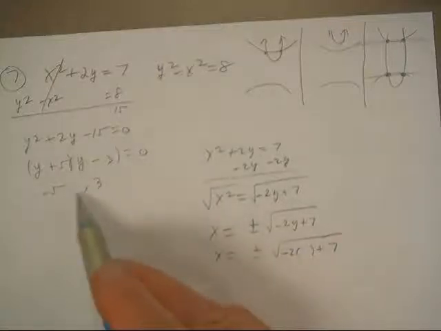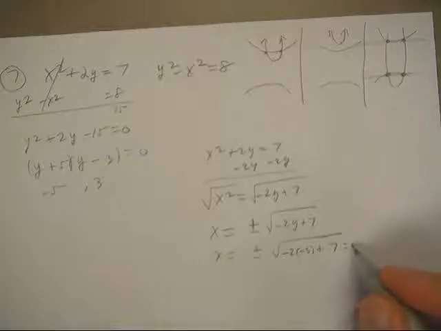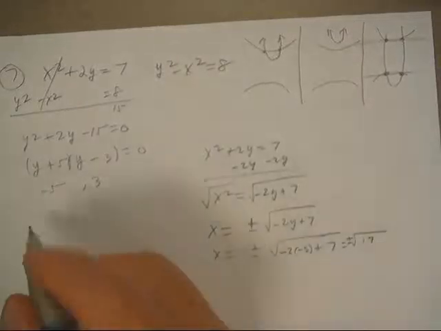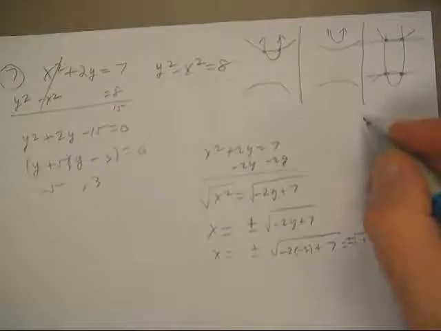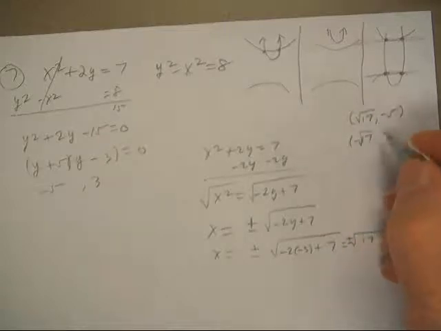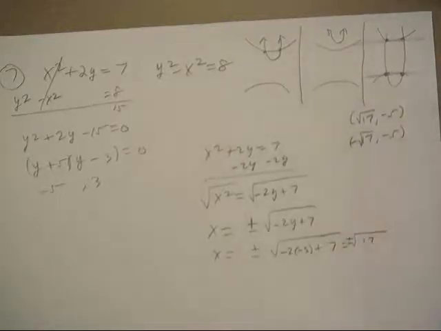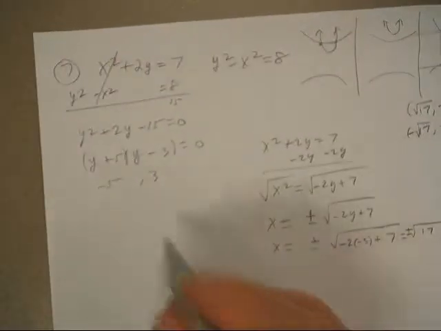So let's just take one of my y's, take negative 5 and put it right there. So that's going to be plus or minus 10 plus 7, root 17. So I've got, of my 4 answers, I'll write them up here. I've got root 17 and negative 5. There's one of them. I've got negative root 17 and negative 5. There's another one. Make sure that negative looks like a real negative. Okay? And then we need to do the other one.